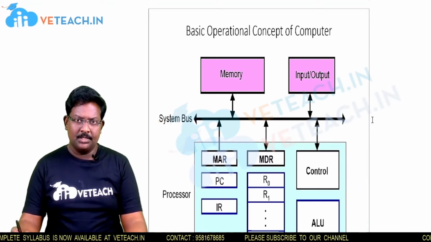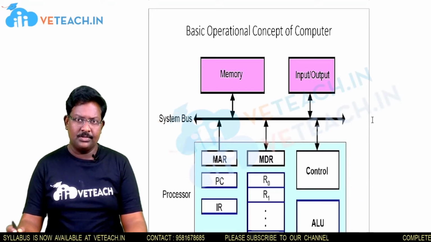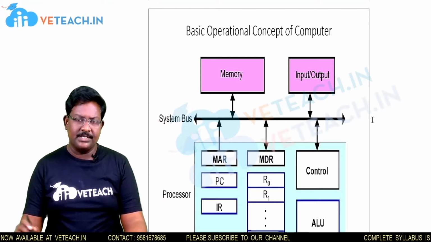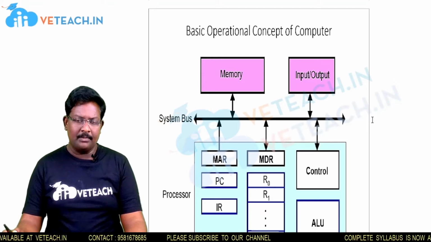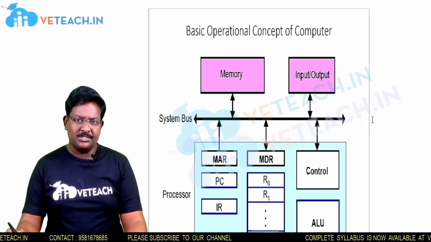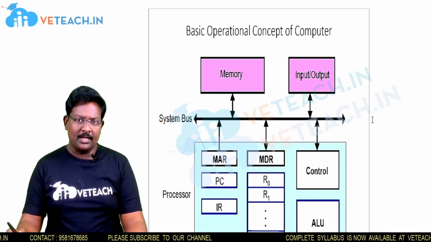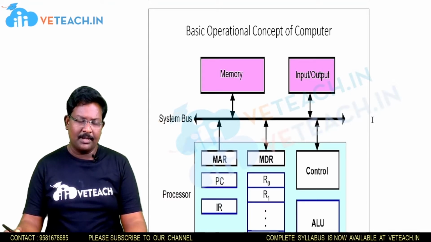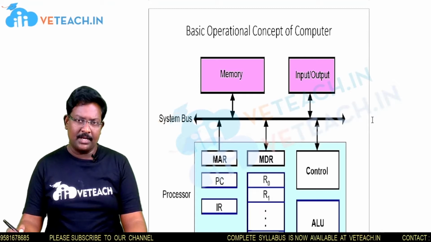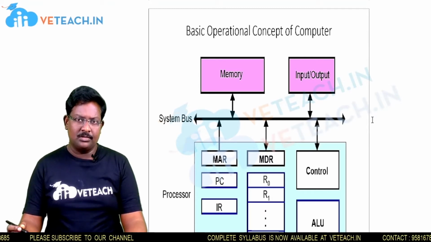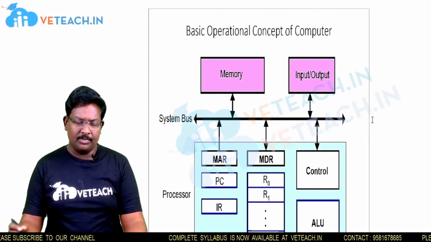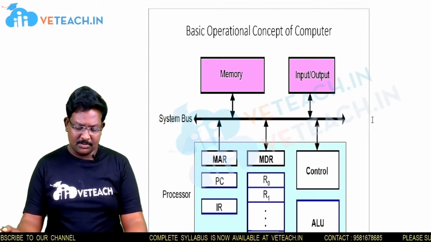So, what happens in a computer when we want to execute a program? A program is nothing but a set of instructions. So, if we want to execute a program, we have to execute each instruction individually, step by step, in a step by step manner. The procedure of how each instruction is executed is going to be seen in this topic, that is the basic operational concept of a computer.